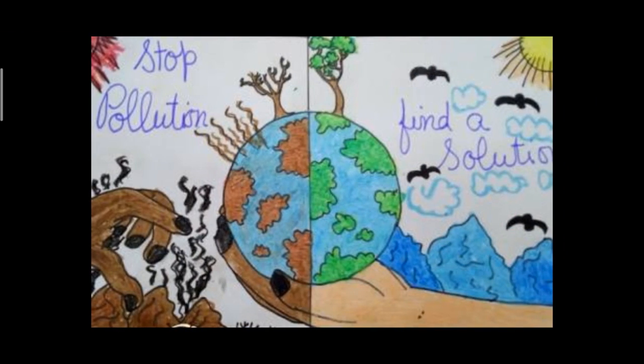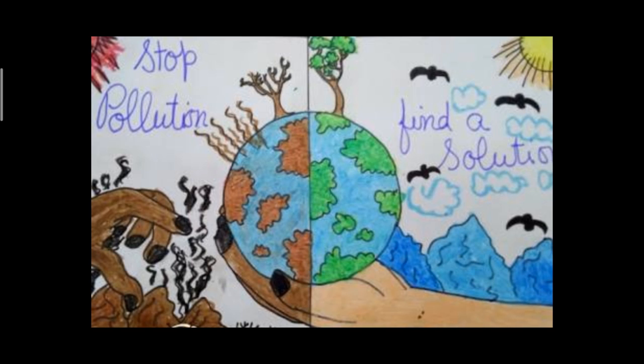The next poster is showing two sides. On one side, earth is facing so many problems. The main problem is pollution. Because of pollution, the living organisms will not live happily. They need to struggle on the earth and the lifespan will be very less. The living organisms will die fast.